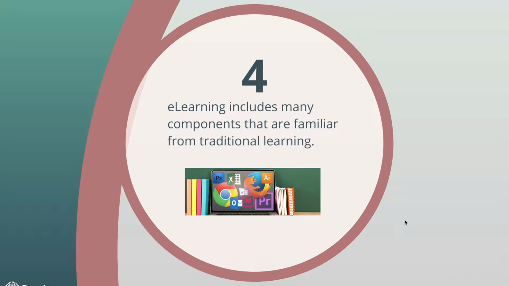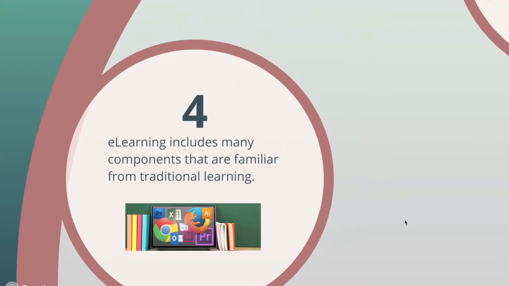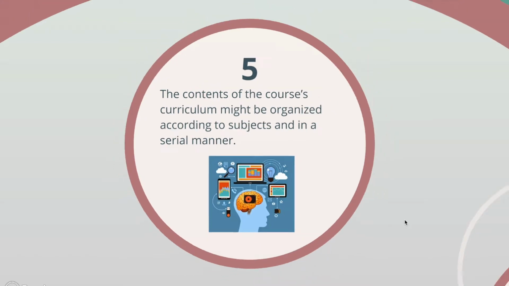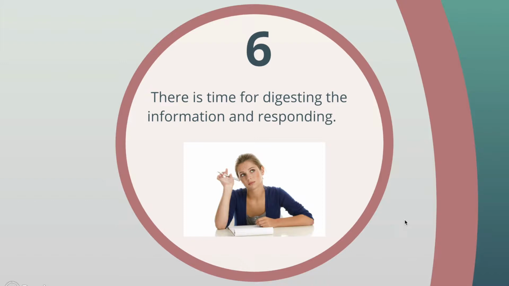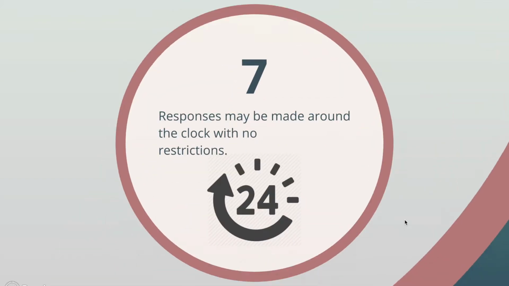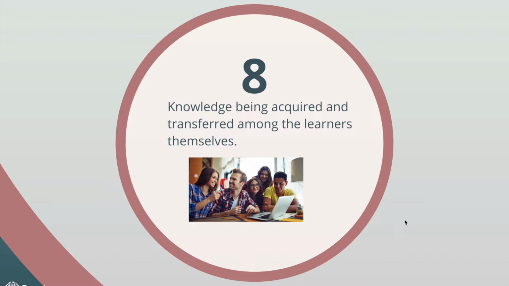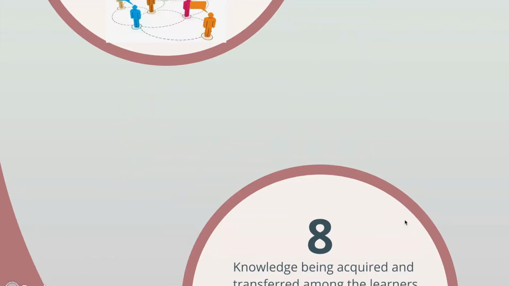E-learning includes many components that are familiar from traditional learning. The contents of the course's curriculum might be organized according to subjects and in a serial manner. There is time for digesting the information and responding. Responses may be made around the clock with no restrictions. Knowledge is being acquired and transferred among the learners themselves.